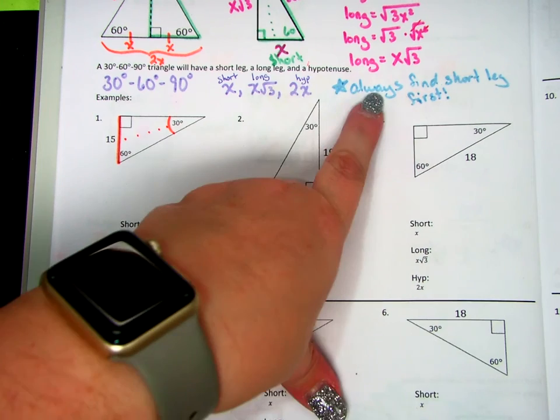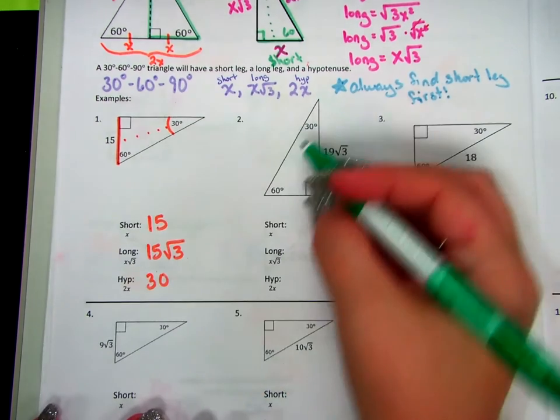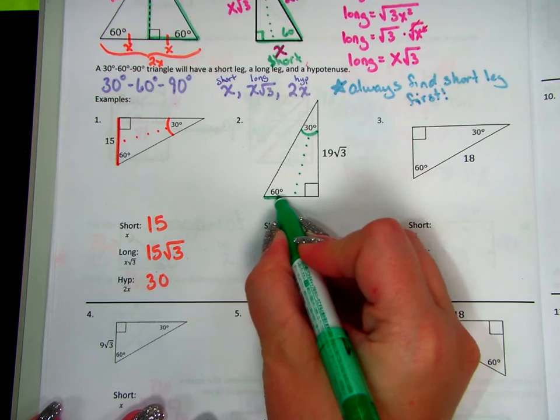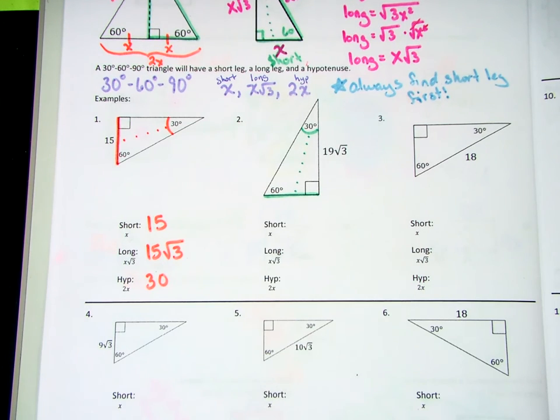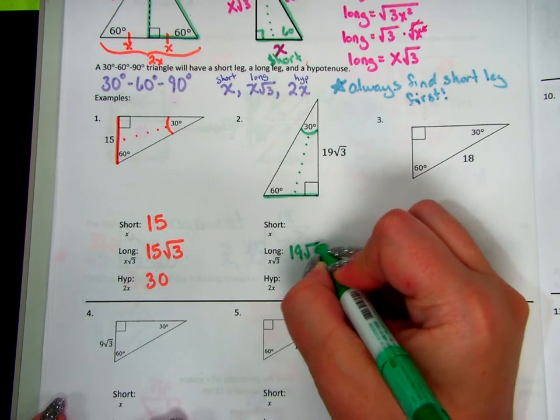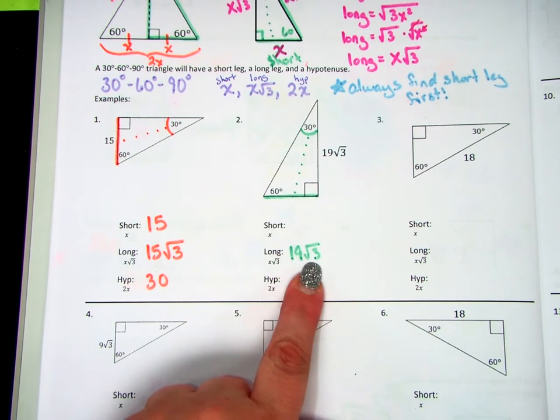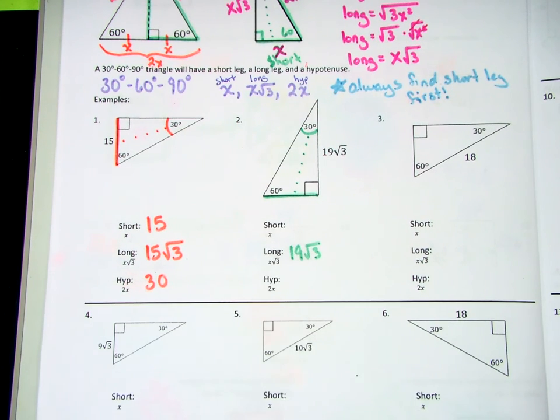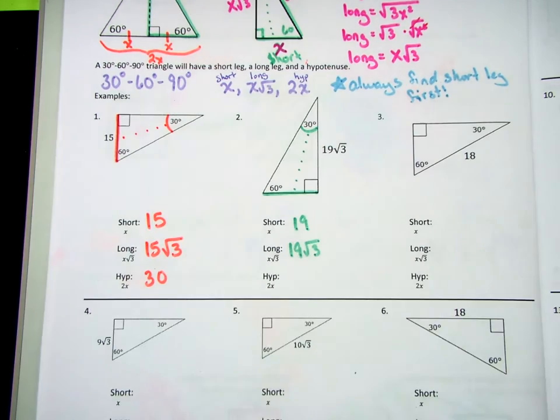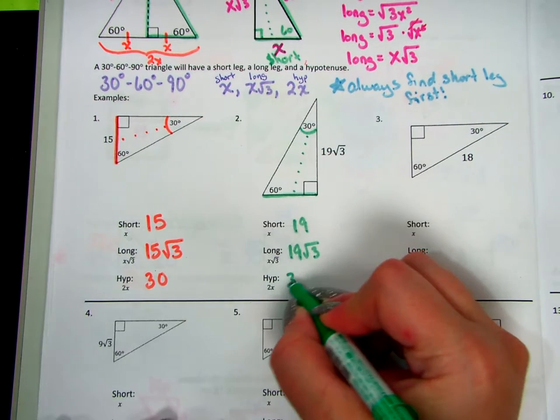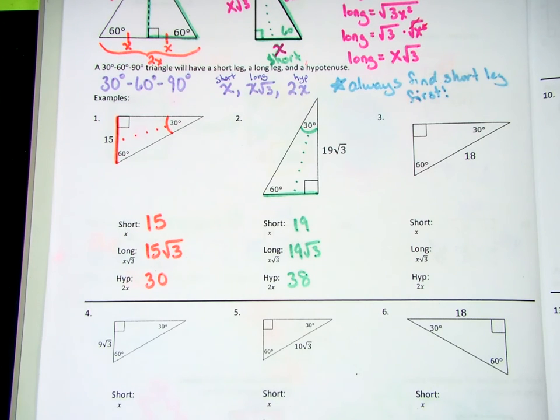Let's look at 2. Remember I said the first thing you always want to find first is the short leg. So that's across from the 30. Right here. They didn't give it to me. What did they give me? The hypotenuse or the long leg? The long leg. They said the long leg was 19 square roots of 3. So if this is x square root of 3, what was my short leg? 19. And then what's my hypotenuse if it's 2 times x? 38.